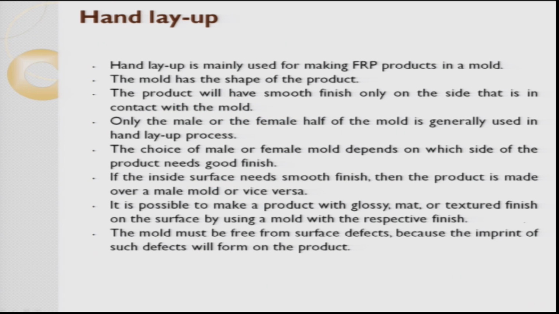So, the sequence we have seen on the schematic diagram: hand layup is mainly used for making FRP products in a mold. The mold has the shape of the product. The product will have a smooth finish only on one side, which is in contact with the mold. Only the male or the female half of the mold is generally used. Please understand, this is what I said: positive and negative, male, female. The choice of male or female depends on which side of the product you need a good finish. So, first you have to decide the functional surface and then decide how you place the component.